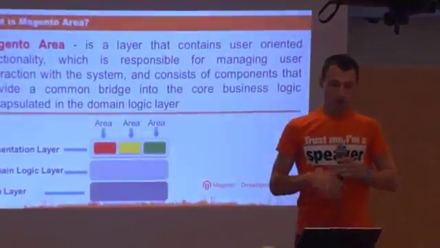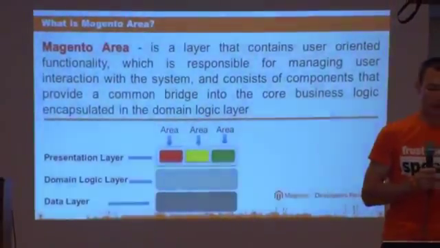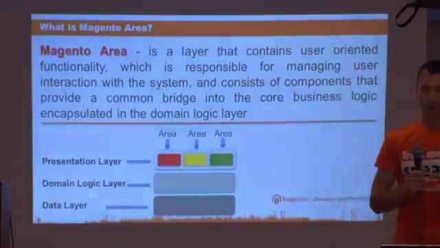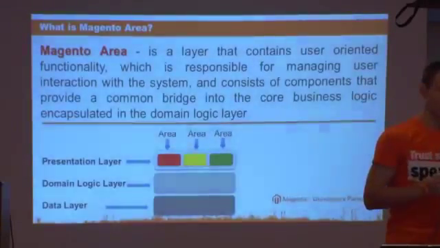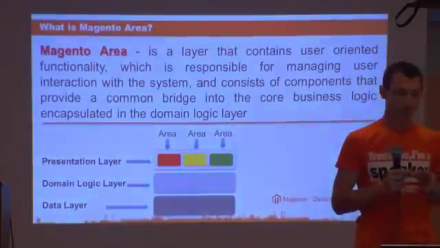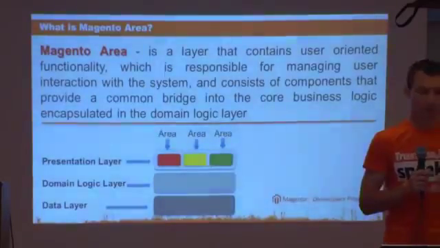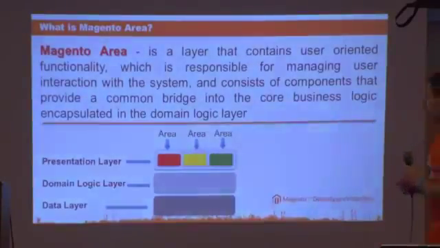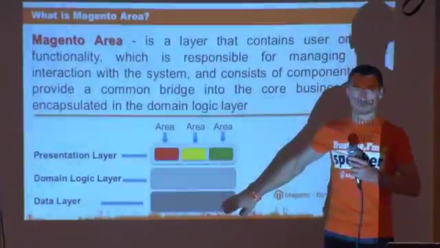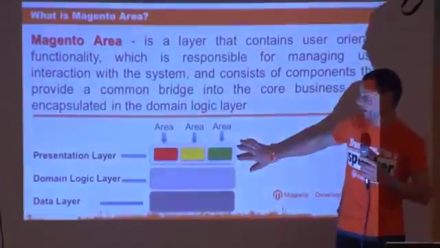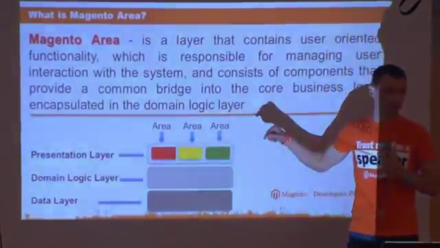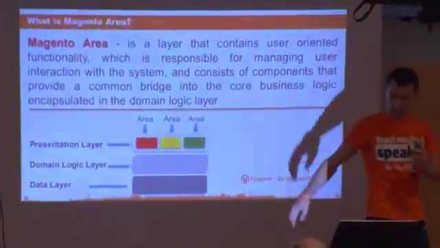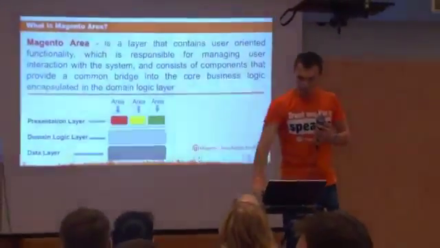What is a Magenta area? A Magenta area is a layer that contains user-oriented functionality, which is responsible for managing user interaction with the system and consists of components that provide a common bridge into the core business logic encapsulated in the main logic layer. As you can see on this slide, we have the data layer, we have the domain logic layer, and our presentation layer. And our presentation layer contains different areas, area 1 and others.